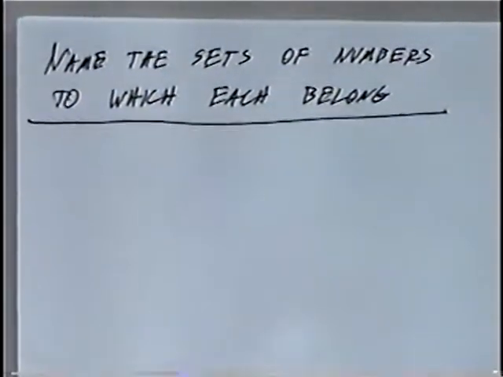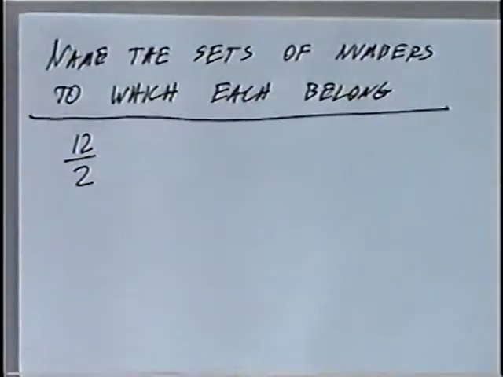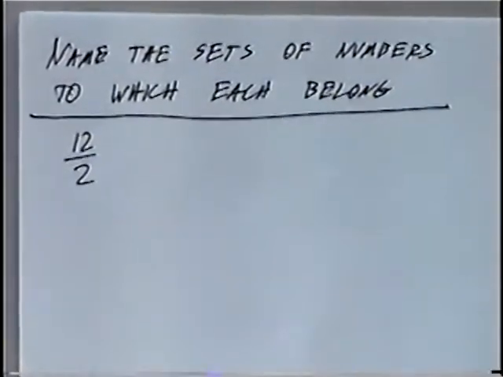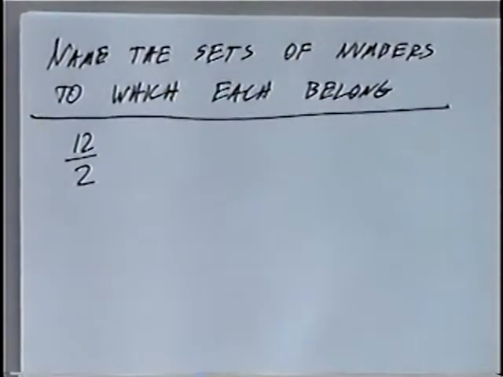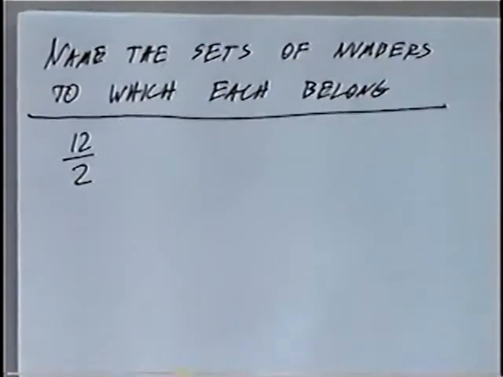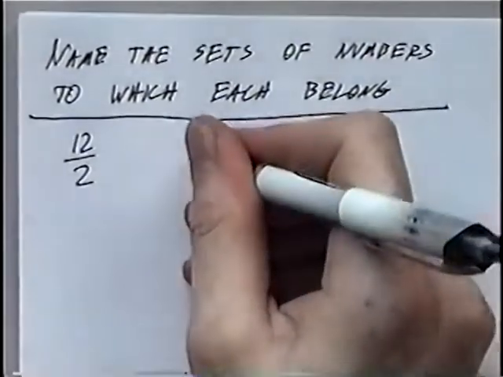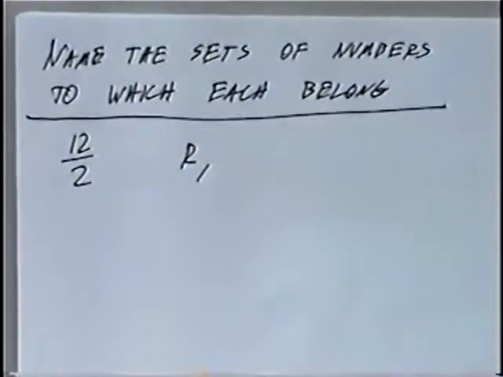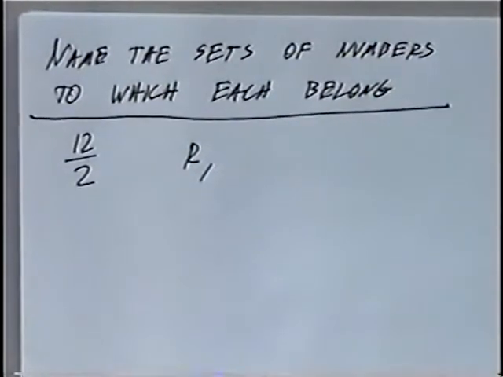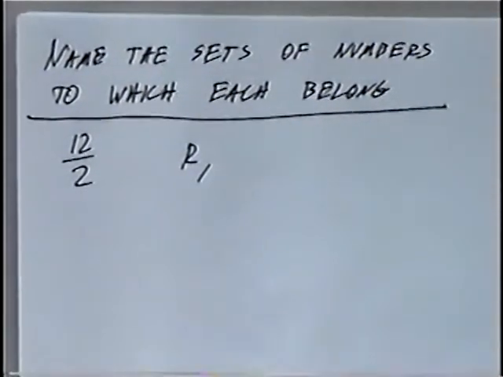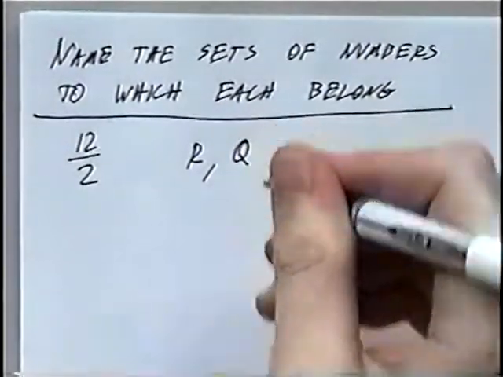First number we'll look at is the fraction 12 over 2. And we'll take this number and go through these 6 sets of numbers and see if it belongs to that set. Every number could belong to at least one set, and most belong to more than one set. 12 over 2, it is a real number. Again, every number is a real number until we get to imaginary numbers later on this year. Rational number is anything that can be written as a fraction. It is a fraction, so it is rational.